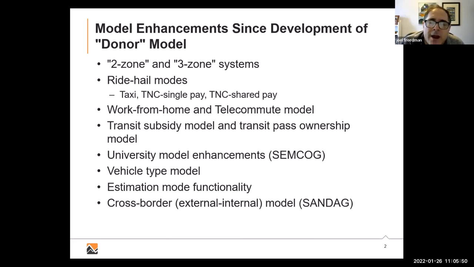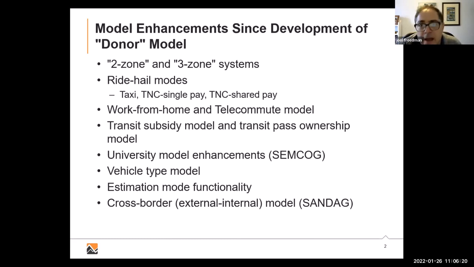We are currently wrapping up the development of a cross-border model. There was a question about whether SumCog had an explicit treatment of Canada to US travel. For SANDAG, there's a huge segment of population that travels in San Diego County but resides in Mexico. There's a special travel model that addresses that segment that we are implementing in ActivitySim and could be used for other regions as well.